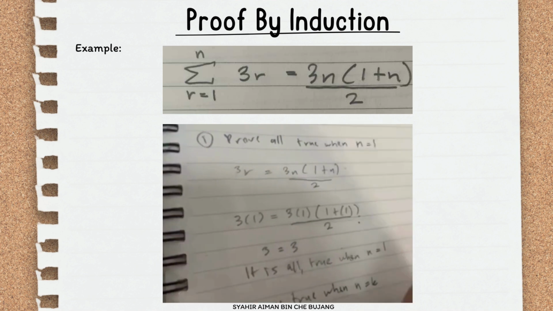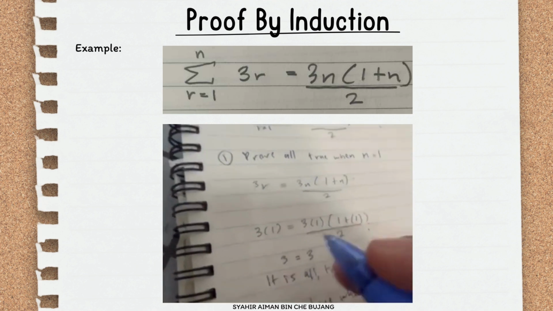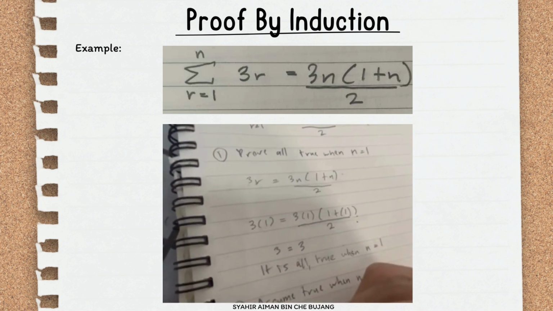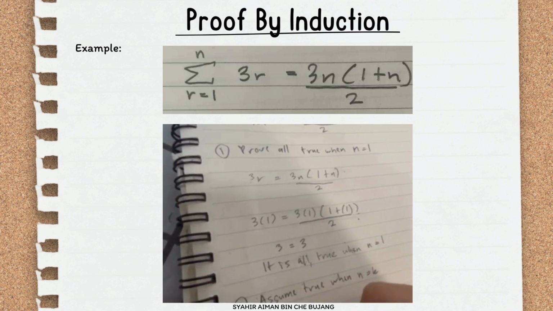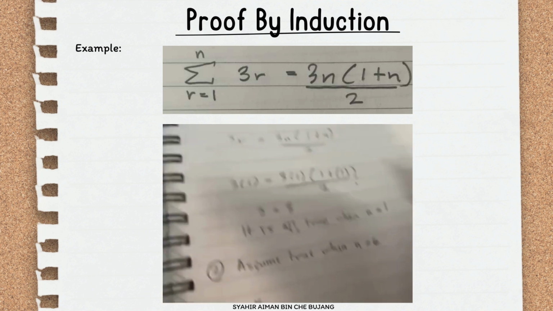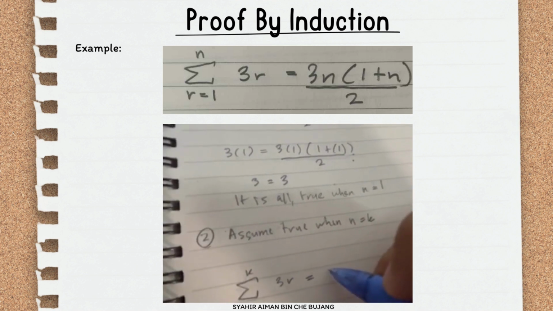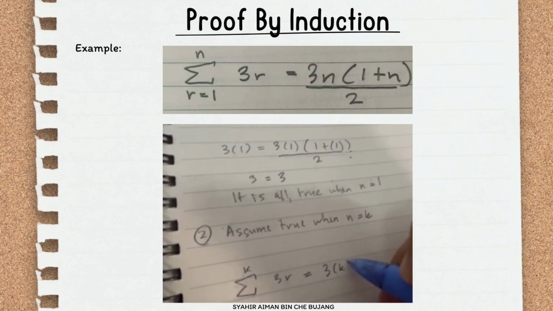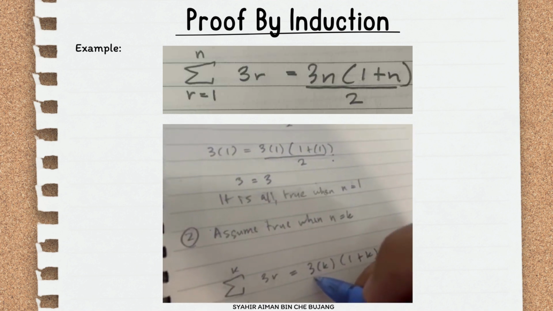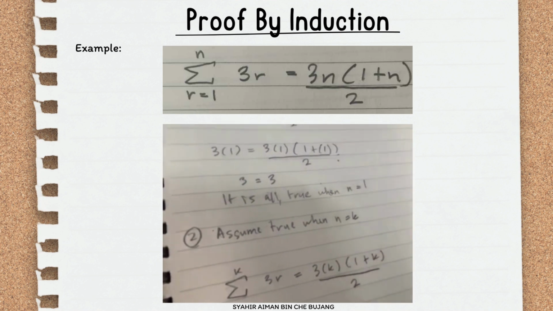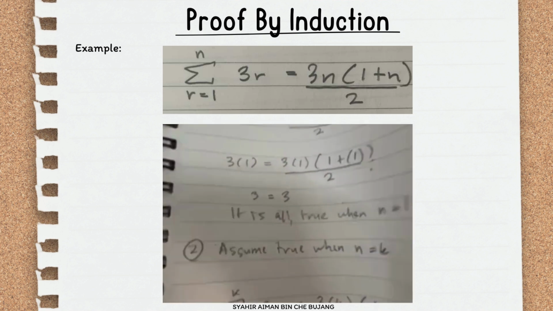Okay, the second step is to assume it is true when n equals k. So we take the statement and convert n to k. So the sum of 3r equals 3k times (1 plus k) over 2. Okay, that is the second step.